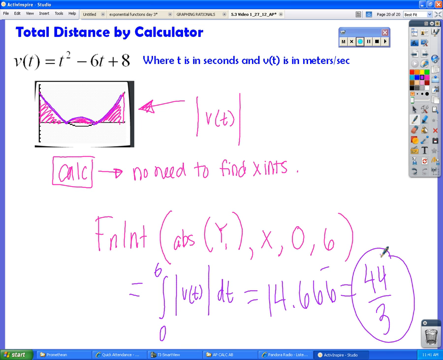Why don't I show you this from the beginning? Because the majority of your total distance problems you'll have to do by hand. But if you get the chance to have a calculator, obviously knowing this is going to be extremely helpful. It cuts down a lot of work.